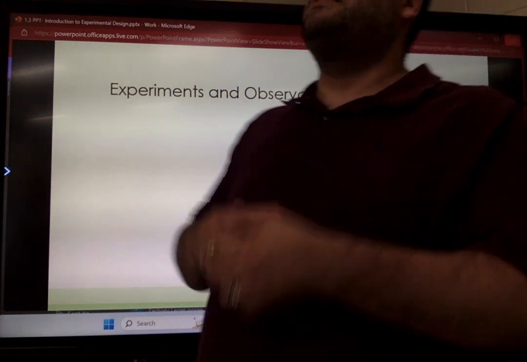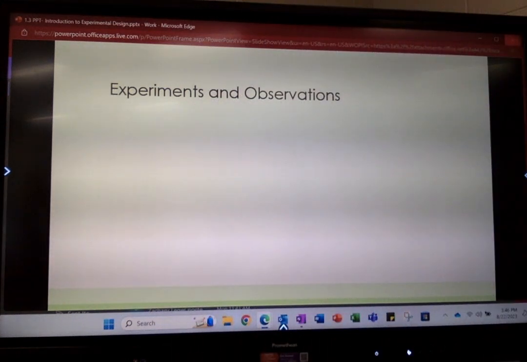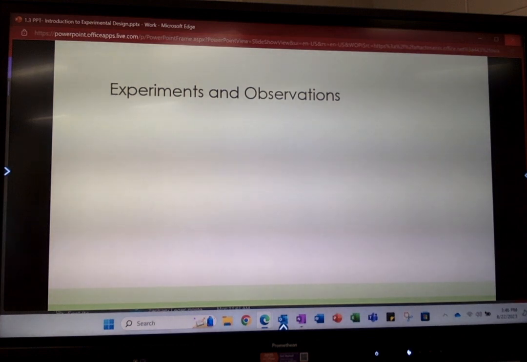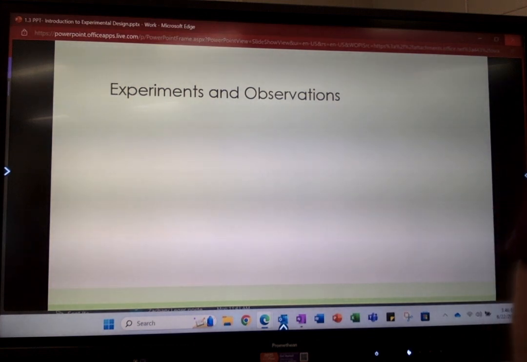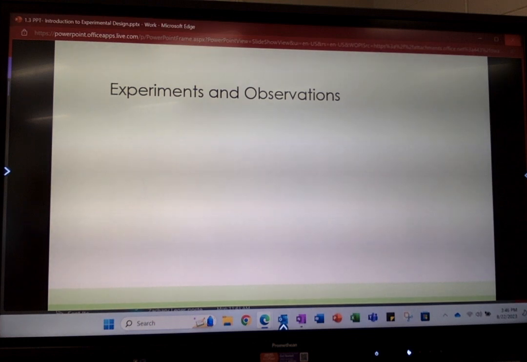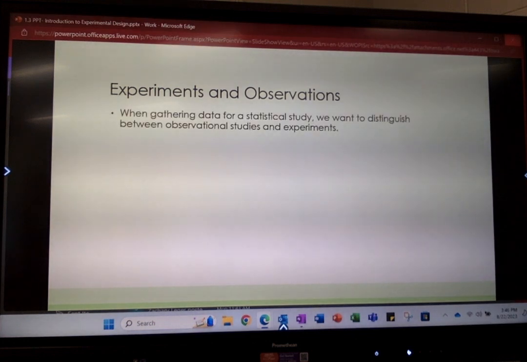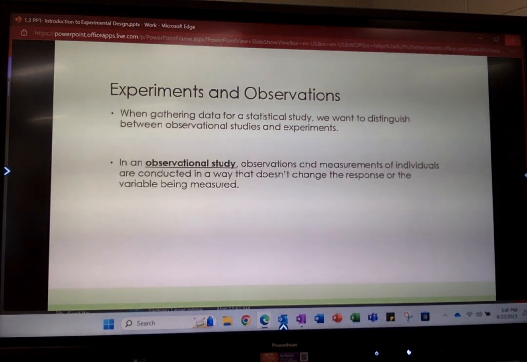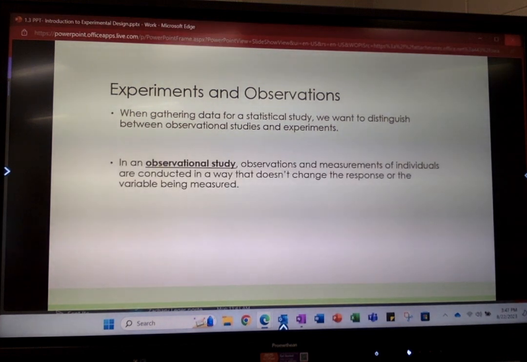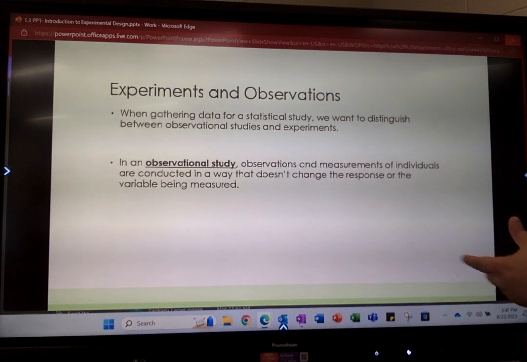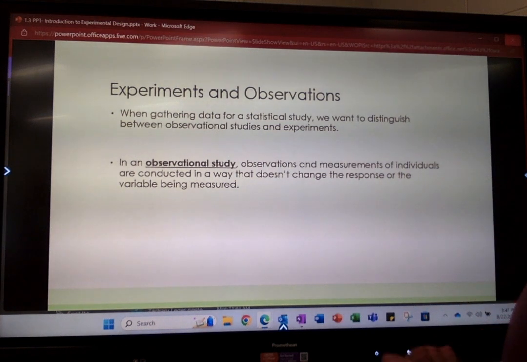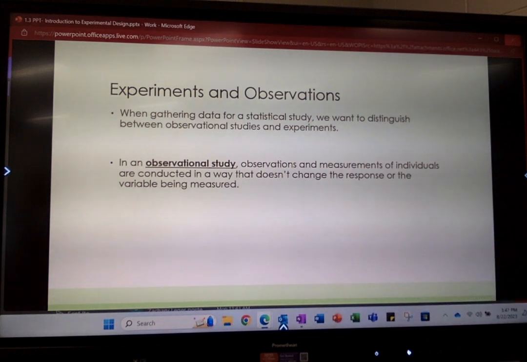We talked about simulation when it comes to simple random sampling. Sometimes a simulation is what's called a dry lab approach. But we can also do other things like an observational study or an experiment. So when gathering data for a statistical study, we want to distinguish between the two. For example, in an observational study, observations and measurements of individuals are conducted in a way that doesn't change the response or the variable being measured.